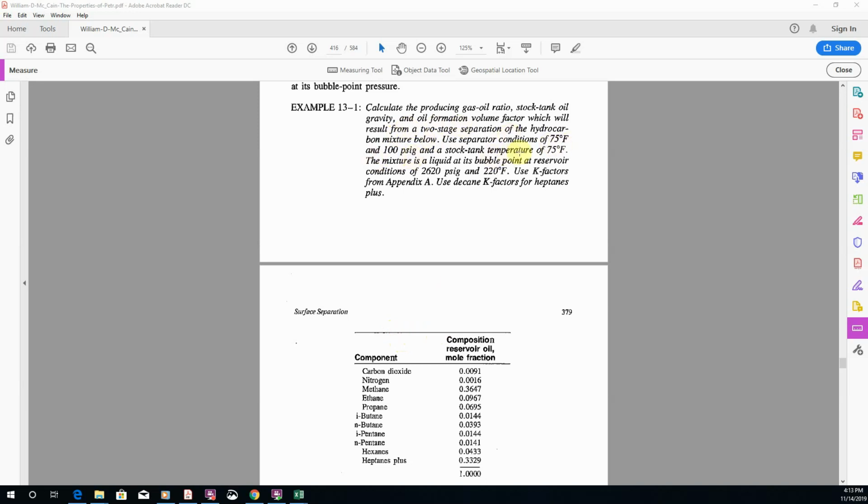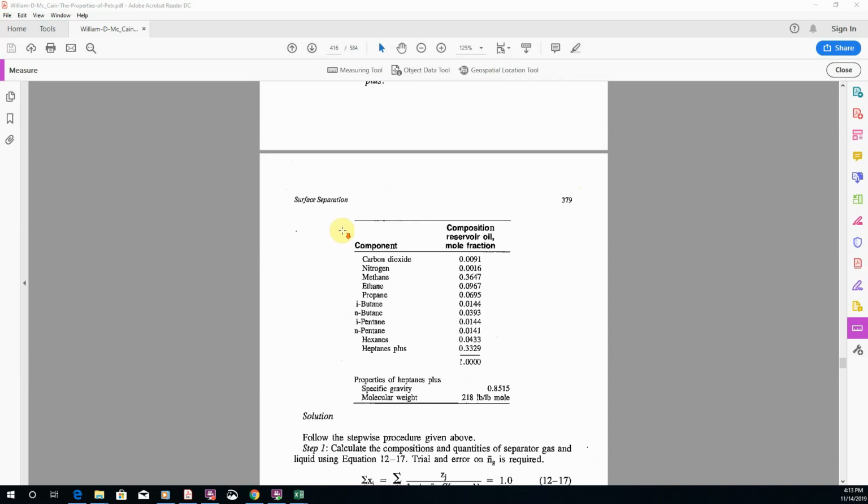We've got the conditions of the separator, temperature and pressure, the stock tank temperature, atmospheric pressure. We know it's at its bubble point at the reservoir conditions. So what we get at the surface will be a correctly separated gas and oil. It's telling us to use K-factors from Appendix A and use decane for the heptanes plus.